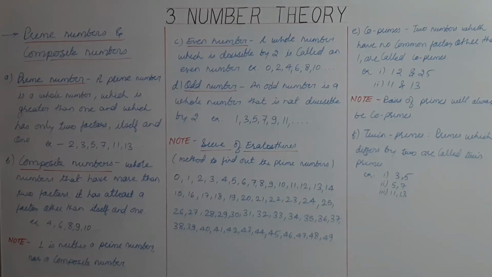Next, odd numbers. An odd number is a whole number that is not divisible by 2. Examples are 1, 3, 5, 7, 9, 11 and so on.